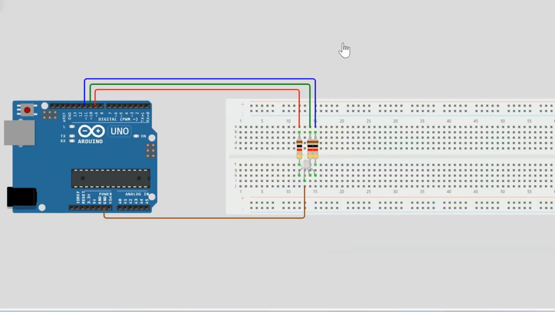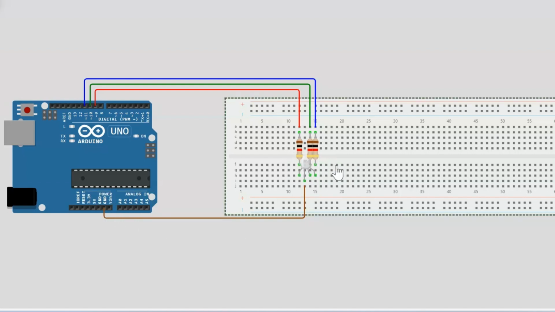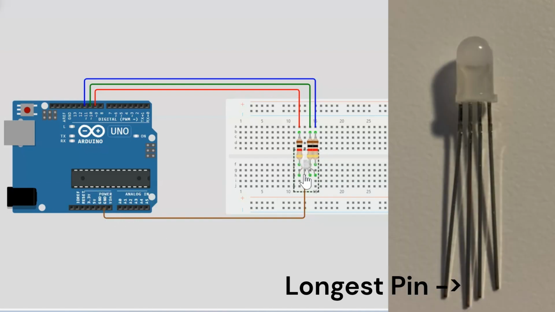All right, so here's the wiring diagram. You can see that this is the RGB LED. Note that the longest pin belongs to the ground. So this would be the longest pin out of the RGB LED. And then the other three are connected to resistors connected to the red, green, and blue pins.